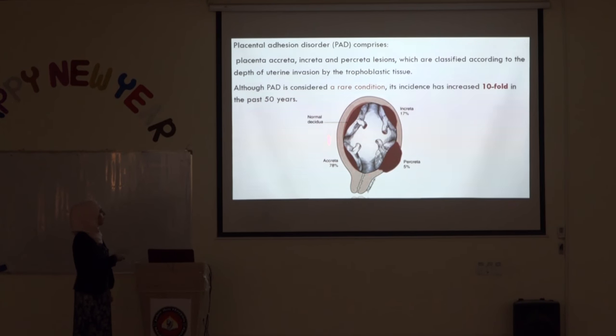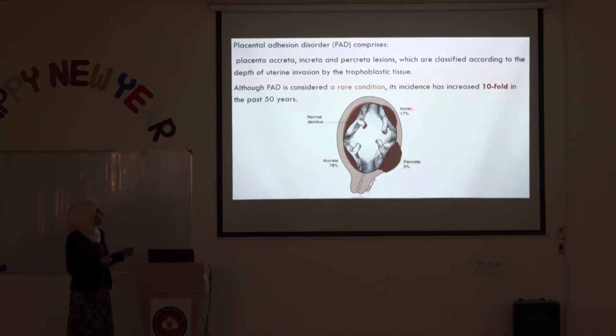This is the placenta, and this is the uterus. Here is the layer called decidua. Decidua is the layer formed normally in the uterus that separates the placenta from the uterus. This is the normal anatomy. So this is the normal decidua, okay? In abnormal cases, like placenta accreta, there is no decidua layer. So this is called accreta, which accounts for about 78% of cases. So the largest group is the accreta, which is the less invasive one, okay?